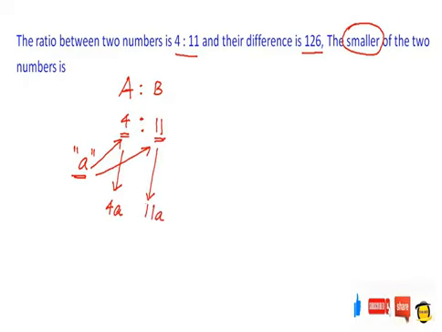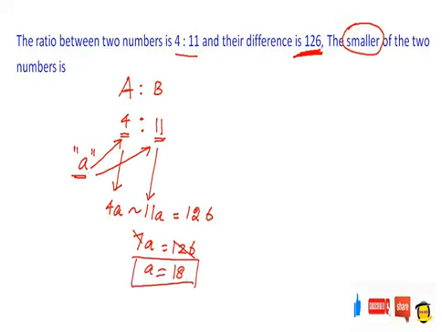Now it's been given that the difference between the two numbers is 126, right? So 4A and 11A have a difference of 126, and that is going to be 7A is equivalent to 126, which means what is A? 126 divided by 7 can be simplified as 18. So the constant multiplication factor which is involved in this question is 18, right?